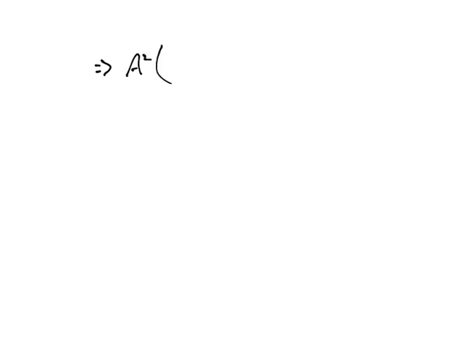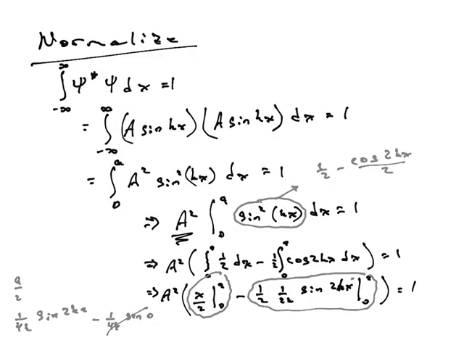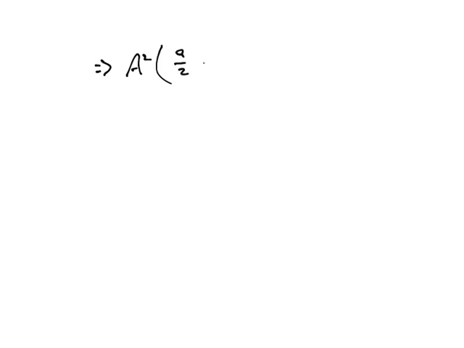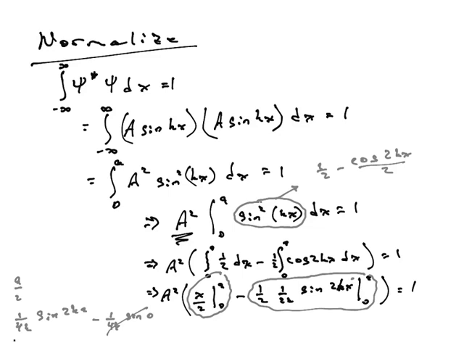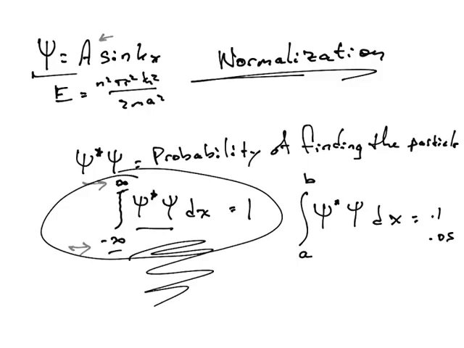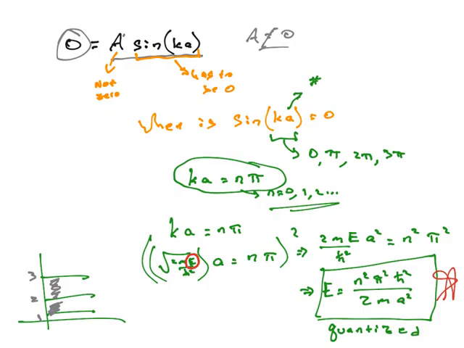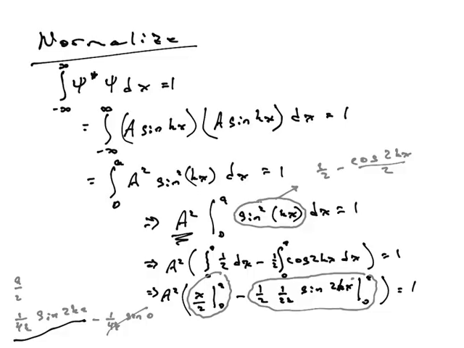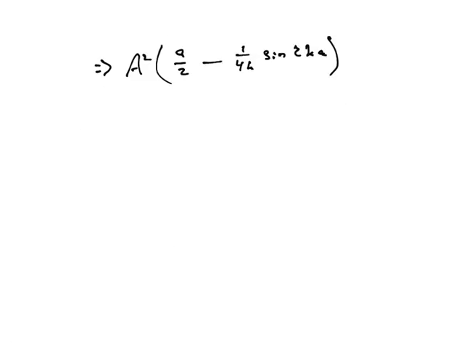is a squared times, let's look at what we had. The first part is little a over 2 minus the second part, which is this here, 1 over 4k sine of 2ka. However, what was k? Notice we did something earlier where we figured out something about k. K we found right here. K is n pi over a. So everywhere we see a k, let's put k equals n pi over a.